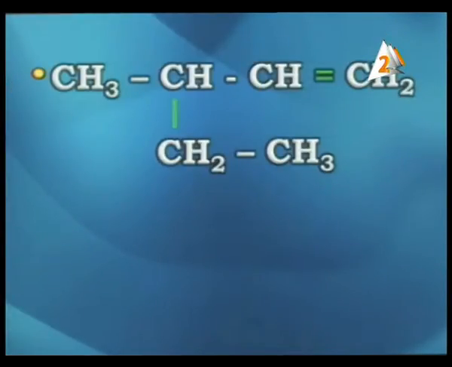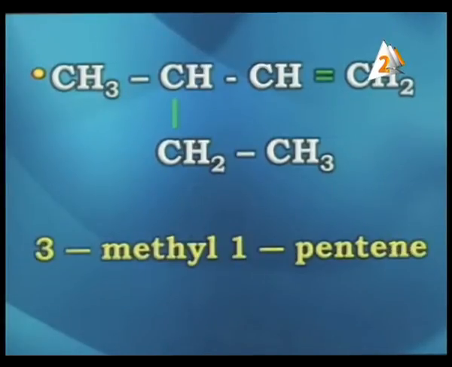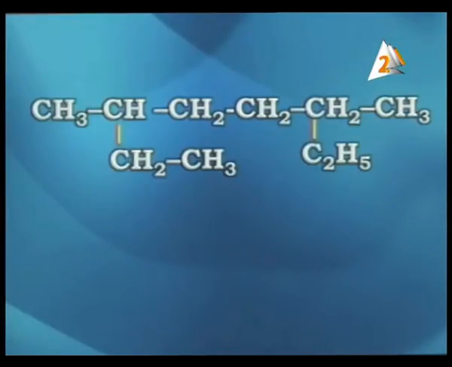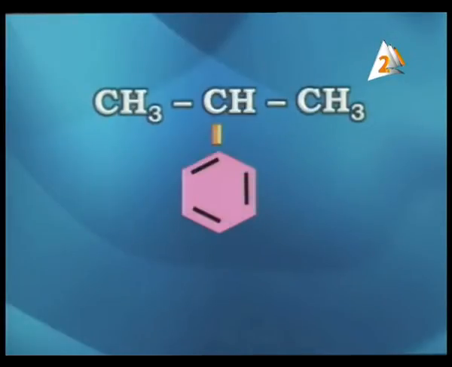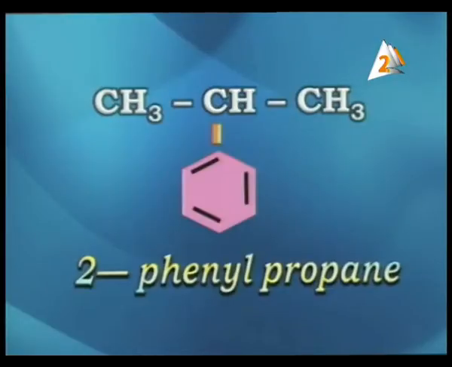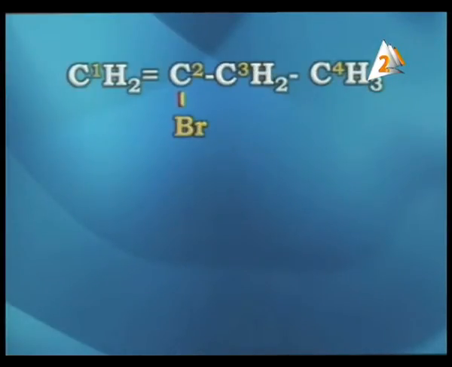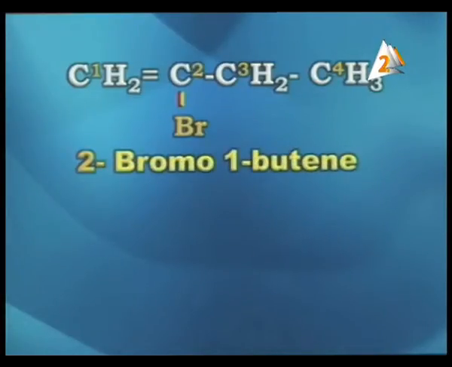As shown on the screen, here numbering of carbon atoms, then it will be 3-methyl-1-pentene. As shown on the screen, it has the name 3,6-dimethyl-octane. As shown on the screen, this molecule will be named 2-phenyl-propane. And this molecule, my dear student, its name will be 2-bromo-1-butene.